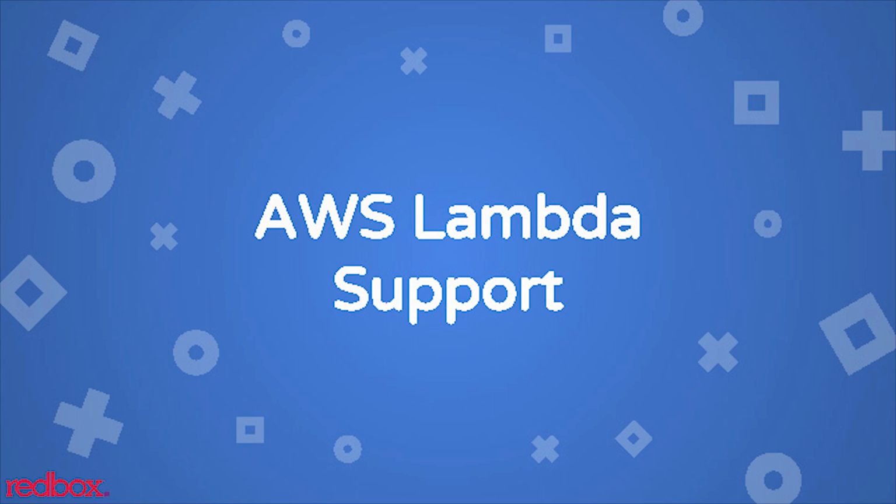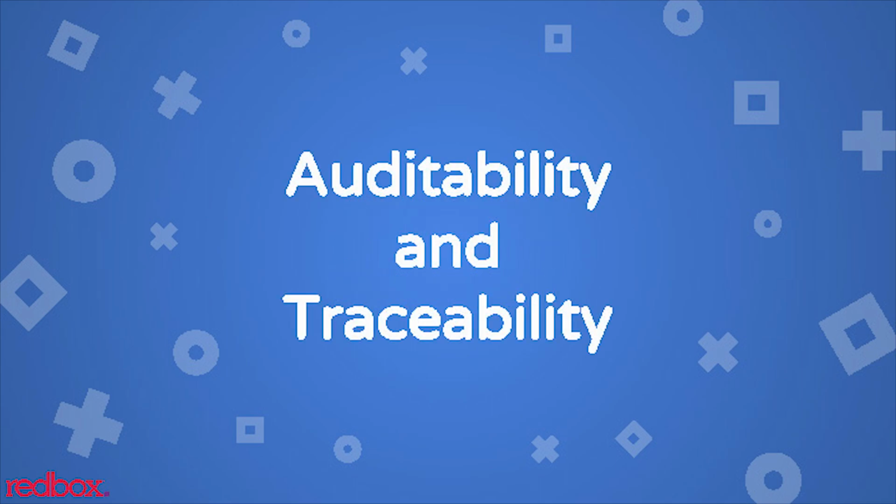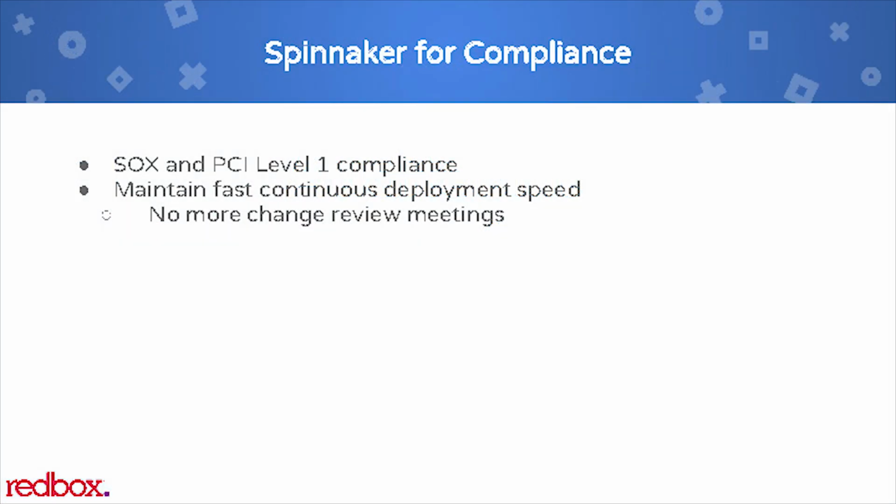Foremast also has AWS Lambda support. It has AWS S3 pipeline support, so you can deploy artifacts and objects to S3. And there's also the concepts of auditability and traceability. For Spinnaker, we wanted to use Spinnaker for our PCI deployments and SOX deployments. But as you all probably know, in various industries, PCI and SOX have a lot of restrictions, which are great and should be enforced. I think in every deployment, they do some great concepts in them. But we wanted to maintain that fast, continuous deployment speed, but also eliminate some of the bogged down meetings, right?